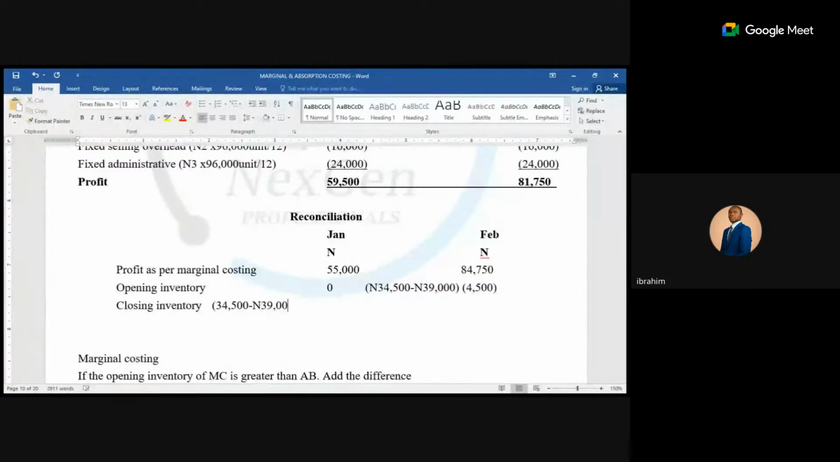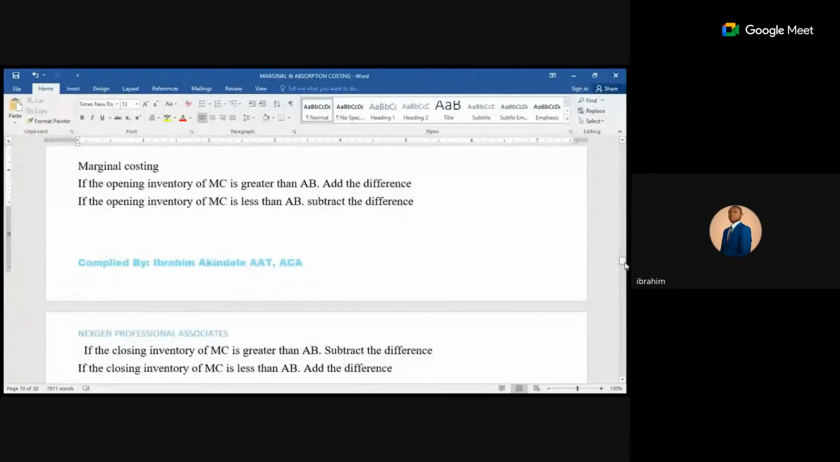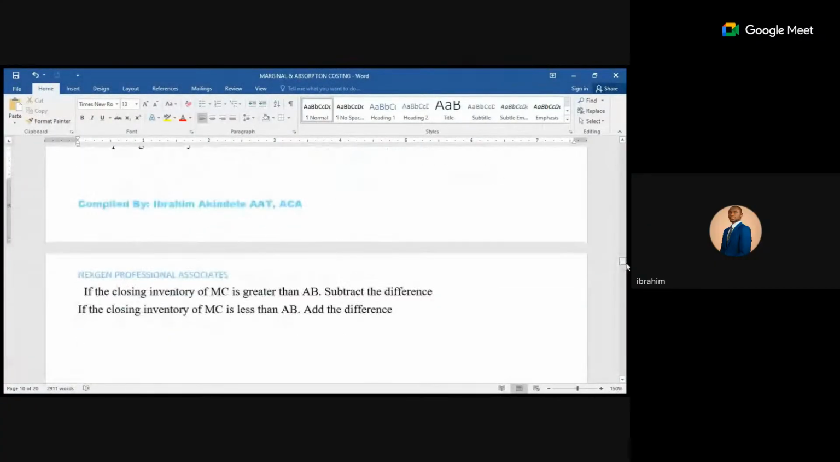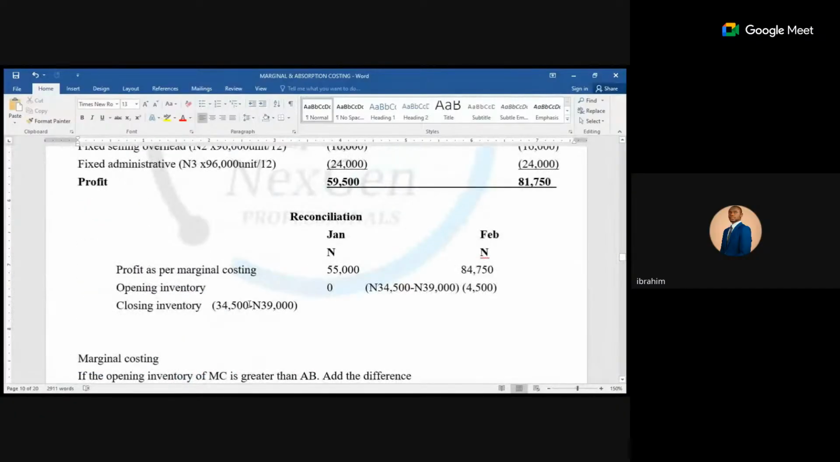39,000. So what is our principle? Yes, if the closing inventory of marginal costing is greater, you can see that the closing inventory of marginal costing is 34, while the absorption is 39.